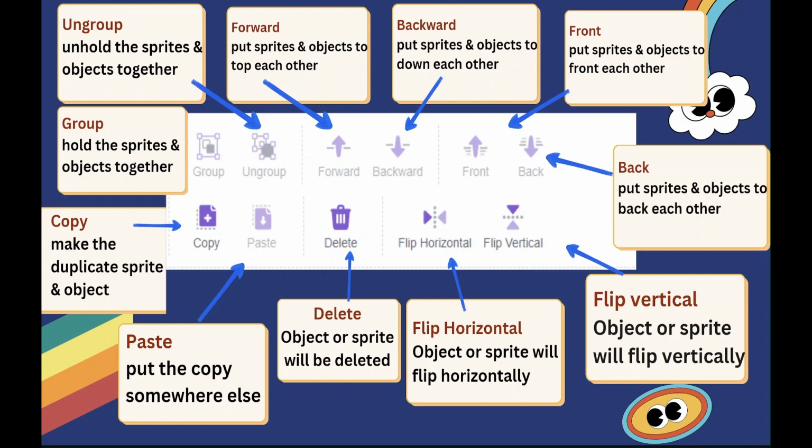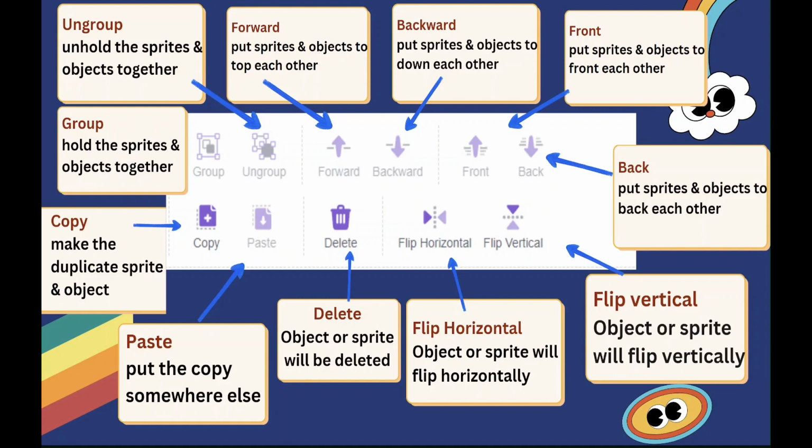The first one you can see is ungroup, which means to unhold the sprites and objects together. If we have to just separate the objects, we use this option of ungroup, and if we have to just move forward or backward, we have these options as well. Then comes our front and back. Coming on to flip vertical, flip horizontal, delete, it's quite normal, then paste, copy and group. You are familiar with these names.